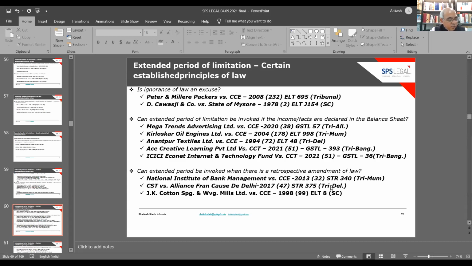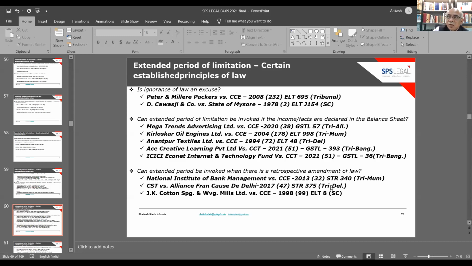Friends, in Peter and Miller's case, the tribunal said that if non-payment was done due to ignorance of law, the larger period is not invocable and penalty is not sustainable. In the D. Kawasji case, a very old case, the Supreme Court has said, as a matter of fact, there are judgments, including the Motilal Padampat Sugar Mills case. In all these cases, it has been laid down that one is not expected to know each and every law and provision. So this again can become quite a debatable issue.